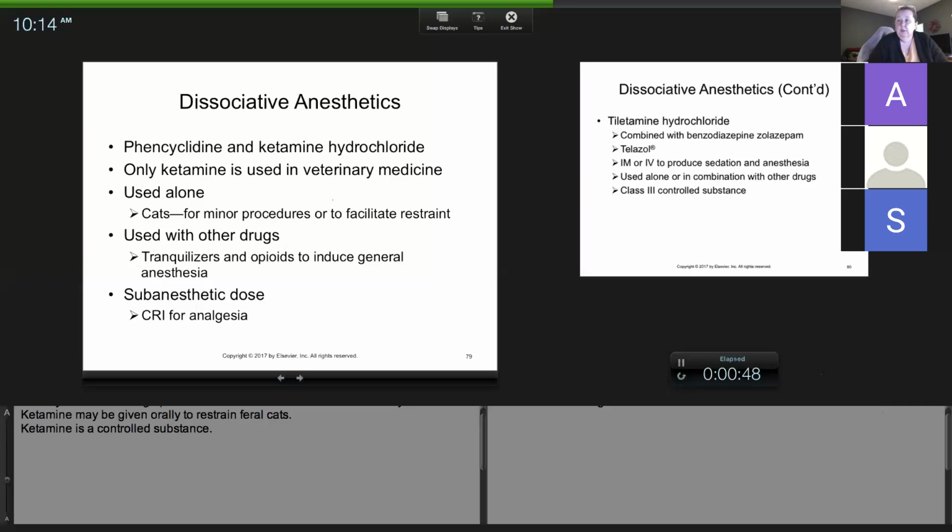There is not good muscle relaxation with dissociatives. That's why we usually give ketamine with something. So very rarely do we use ketamine by itself. The only time would be if you needed to restrain something. So typically we mix it with other drugs.